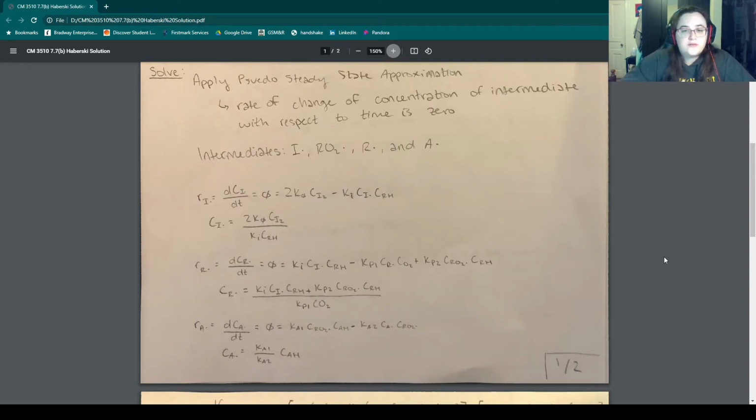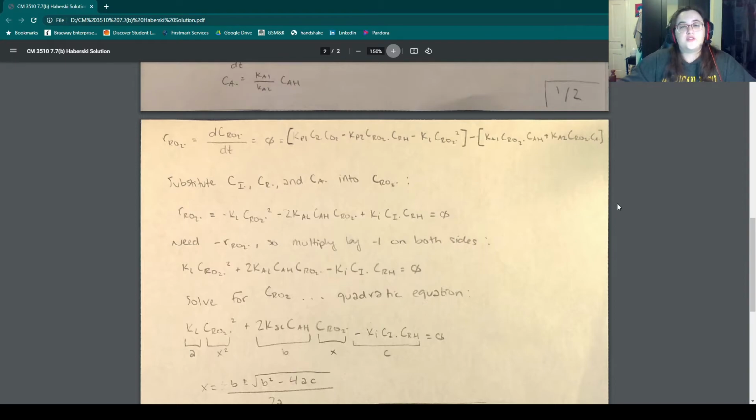We're going to add these together like so, and then solve for the concentration of I radical. Alright, so we have also done the same process for our concentration of R and A radicals. However, it's going to be a little bit different for our concentration of RO2, and that's just because we're going to have to do some substitution to get there, and then another equation that we'll get to. So once we find our rate law for RO2, it's actually going to turn out we have a lot of the concentration of the other radicals in here.